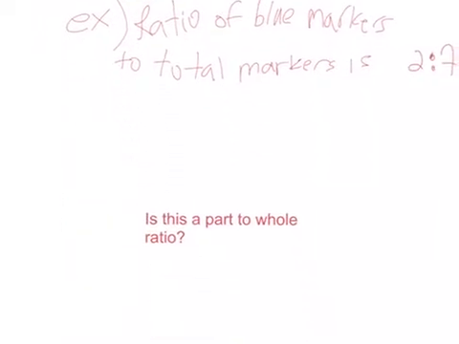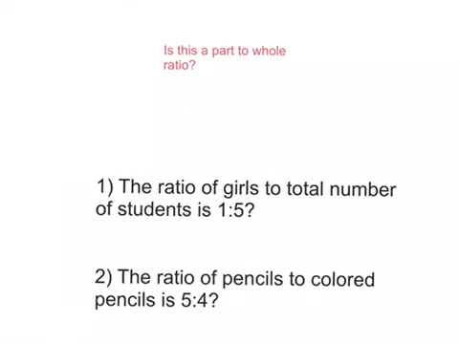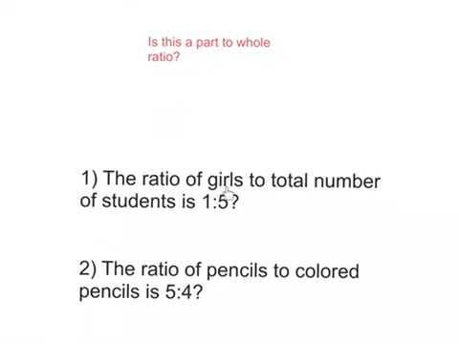So now let's see an example problem. Is this a part to whole ratio? The ratio of girls to total number of students is 1 to 5. Since they're comparing girls to total, that means it's a part to whole ratio. So that will be a part to whole ratio.